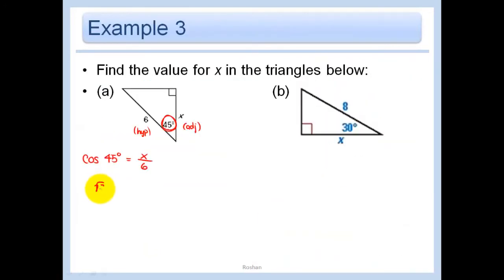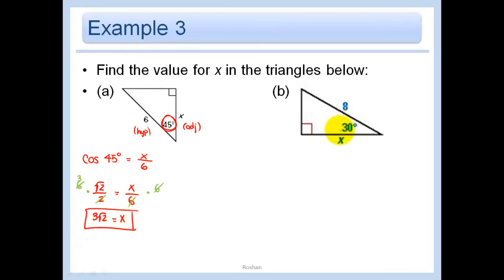So we have root 2 over 2 equals x over 6. Let's go ahead and multiply both sides by the common denominator, which is just 6. So those cancel, and we have a 3 left. And so we have 3 root 2 is equal to x.